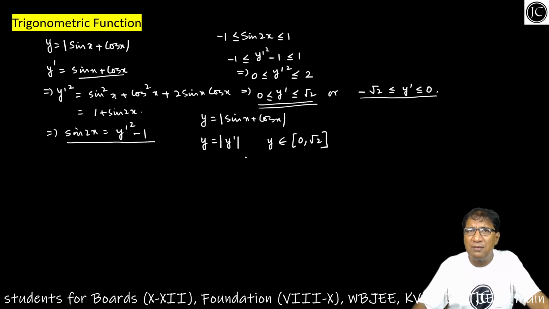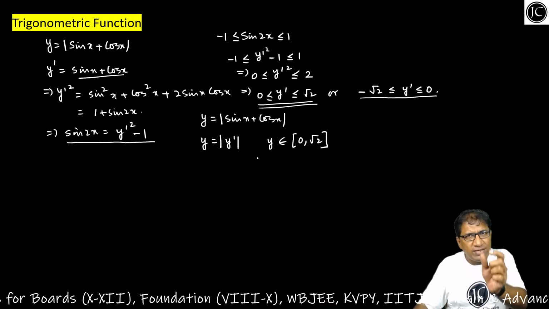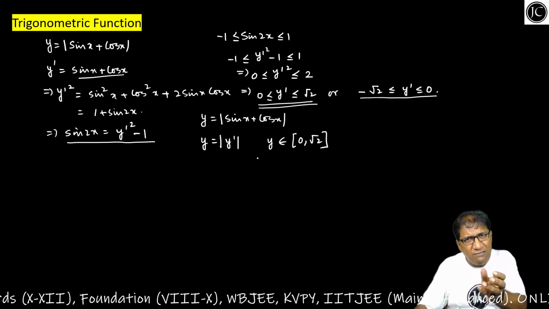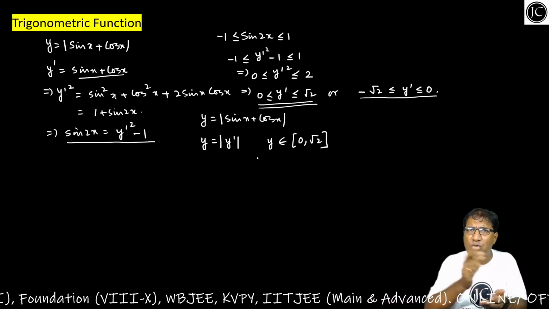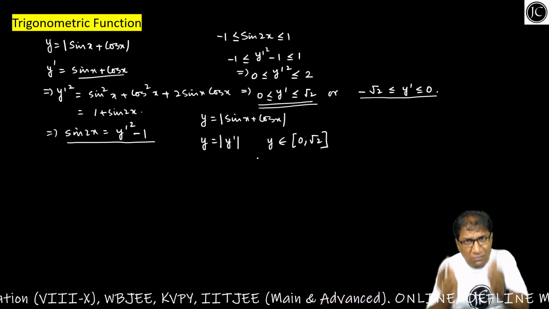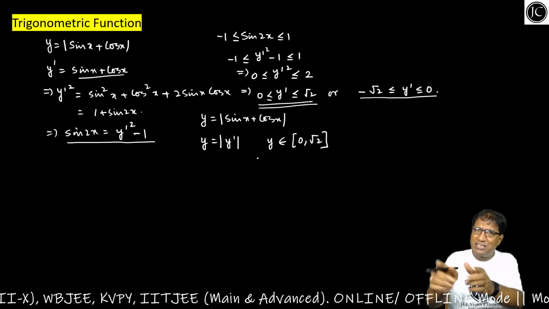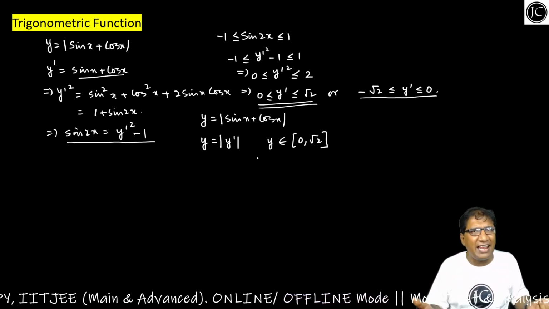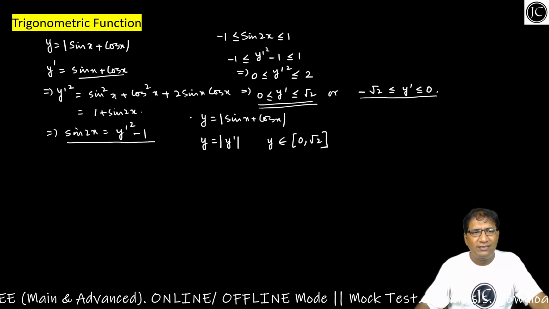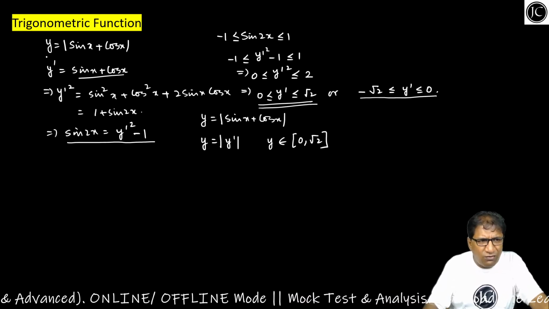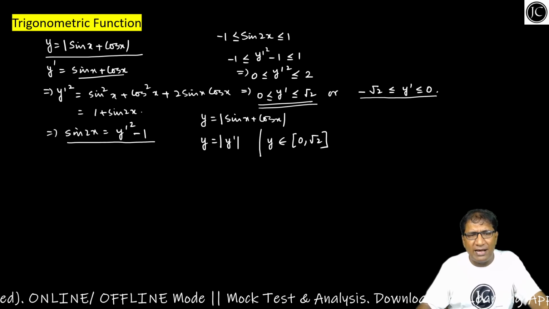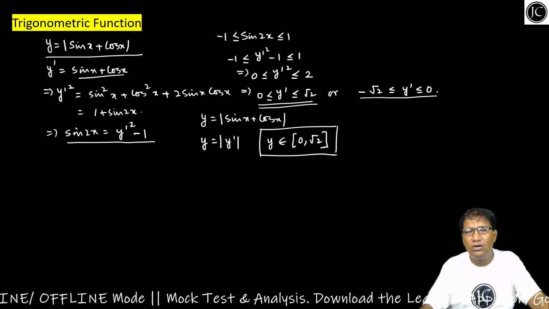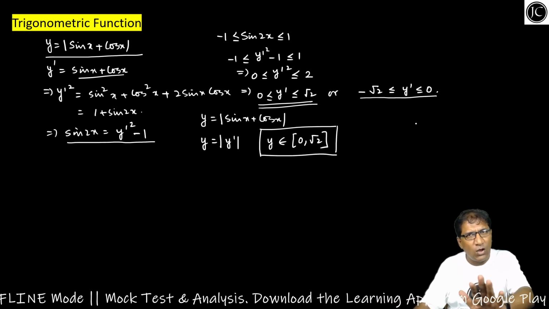लेकिन उसका अगर mod लोगे, if you take modulus of any values ranging from -√2 to 0, it will give you a value lying between 0 and √2, because modulus is always positive. It cannot take the negative value. Therefore, the range for this function will be nothing but from 0 to √2. Is it clear to all of you?